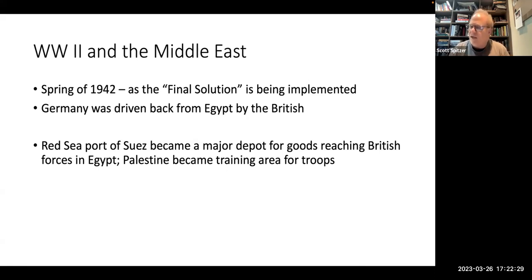Now, Britain, meanwhile, is under intense military pressure. They're fighting a war. World War II is not just in Europe, and once again, we're fighting in the Middle East, and a key asset for the British in World War II is the Red Sea port of Suez, which is this major supply depot for goods reaching British forces in Egypt.